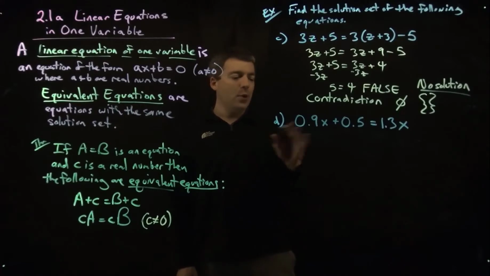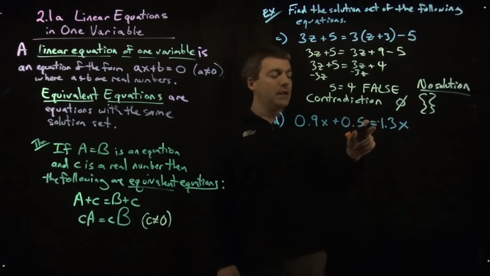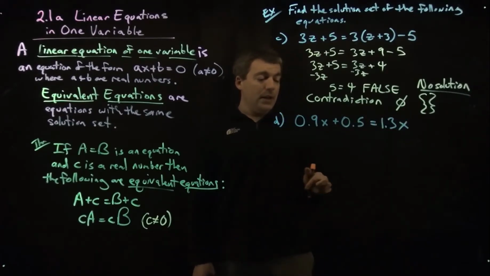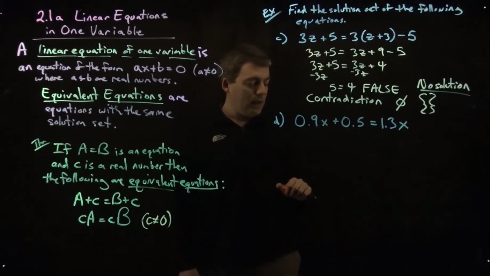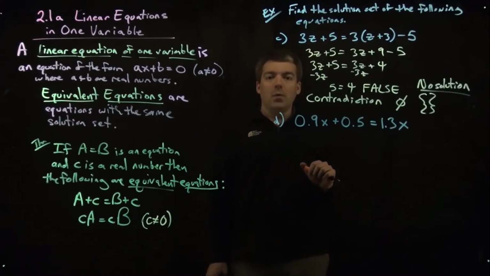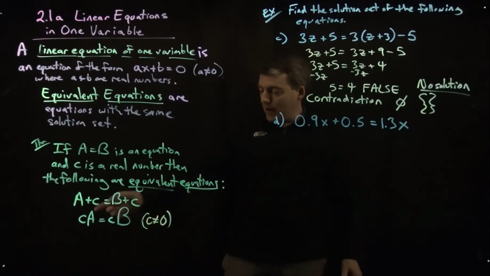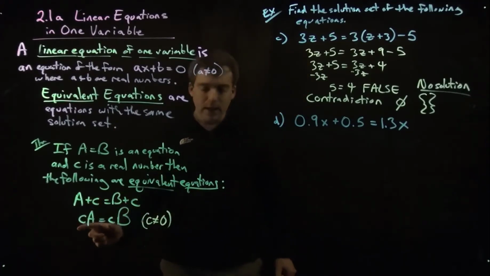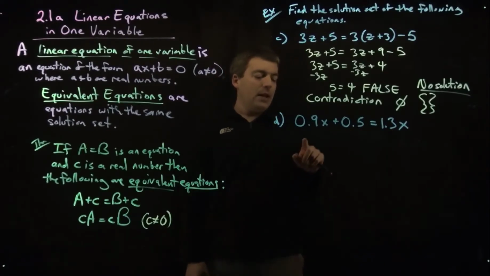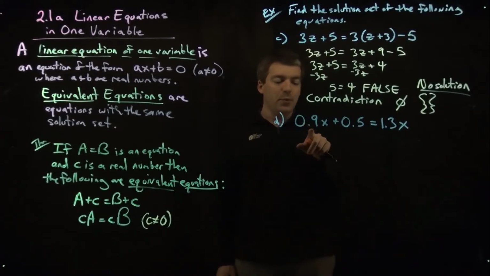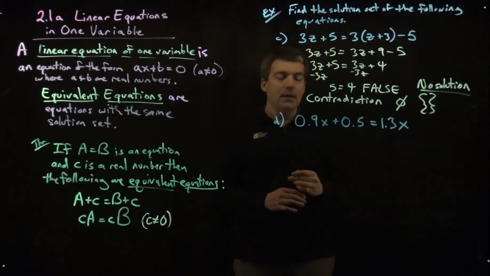Okay, let's look at one more example. Here we have 0.9x plus 0.5 equals 1.3x. Now, this linear equation has decimals in it, and if you don't like decimals, we can take care of that. We can get rid of them by using this property right here. We can multiply both sides of the equation by the same number. Now, we have just one decimal place in each number. If we multiply by 10, we will move the decimal point one place to the right, and that will eliminate the decimals.